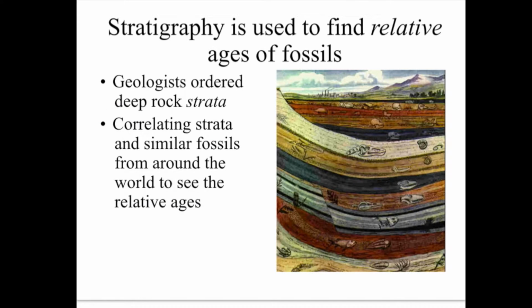There are two ways to estimate fossil age. The first is stratigraphy, which finds the relative ages of fossils. This study began when geologists started characterizing and chronologically ordering deep rock layers, or strata. They began to see that older and deeper strata were laid down before the younger ones. By correlating strata and the different fossils within them around the world, geologists were able to assume the relative ages of fossils.